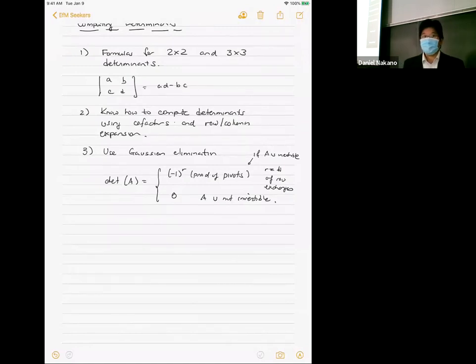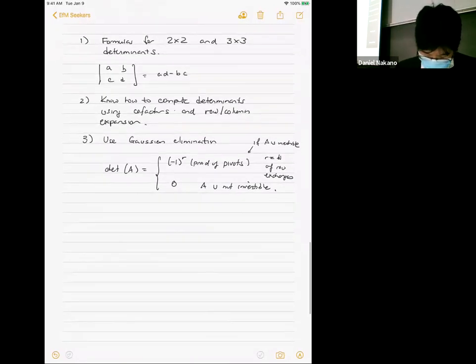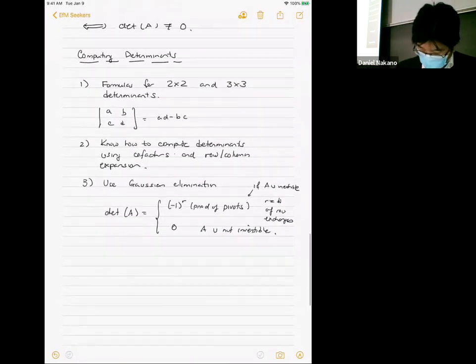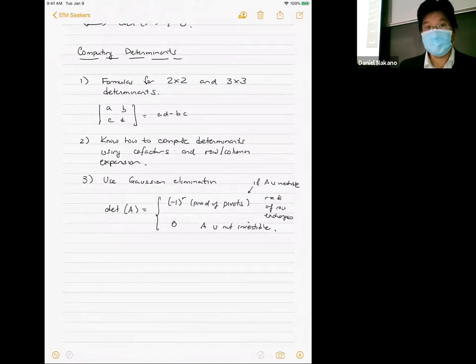Okay, questions on this so far? All right. So these are the 3 computational ways to compute determinants.